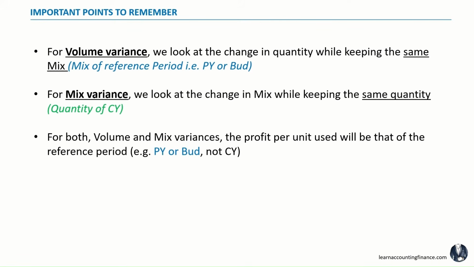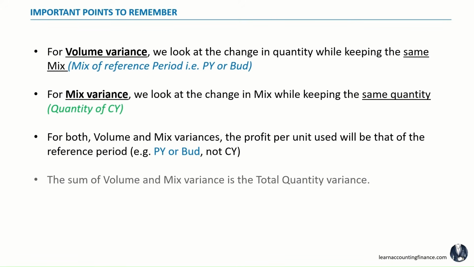We will not use the current year profit per unit, except for the exceptional case where it's either a new product customer combination or an unbudgeted one. And obviously, the sum of both volume and mix variance is the total quantity variance that we have already calculated.